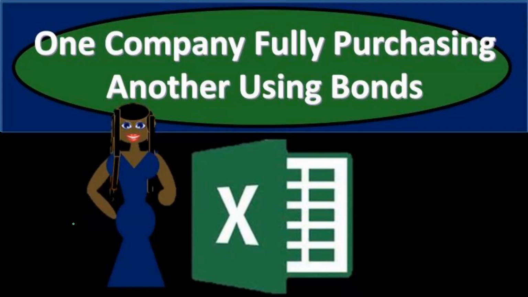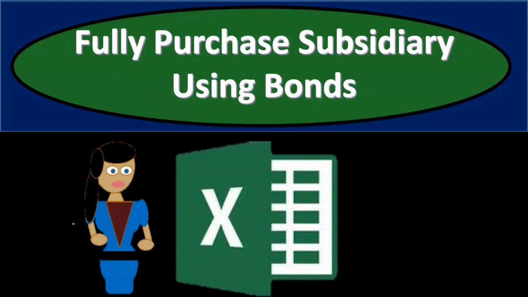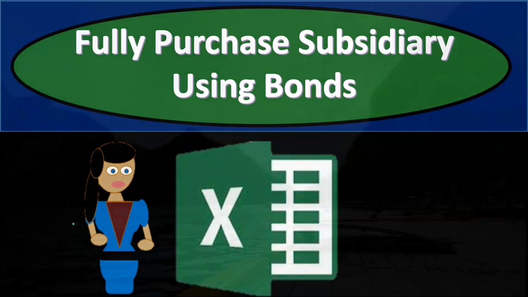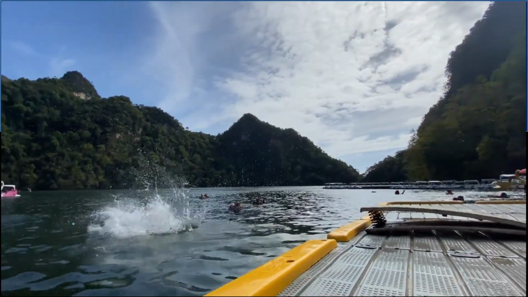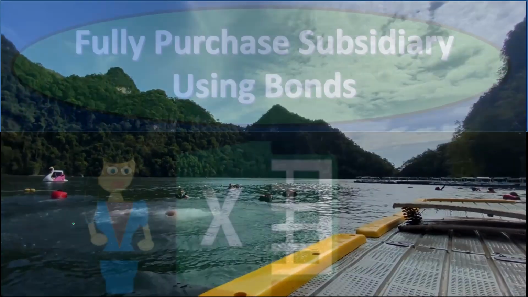In this presentation, we're going to record a transaction in Excel related to one company fully purchasing another company. So one company is going to be fully purchasing the other, this time with the use of issuance of bonds. In other words, one company purchasing another company, however, not doing so with cash, but with the use of the issuance of bonds or debentures. Get ready to account with Advanced Financial Accounting.